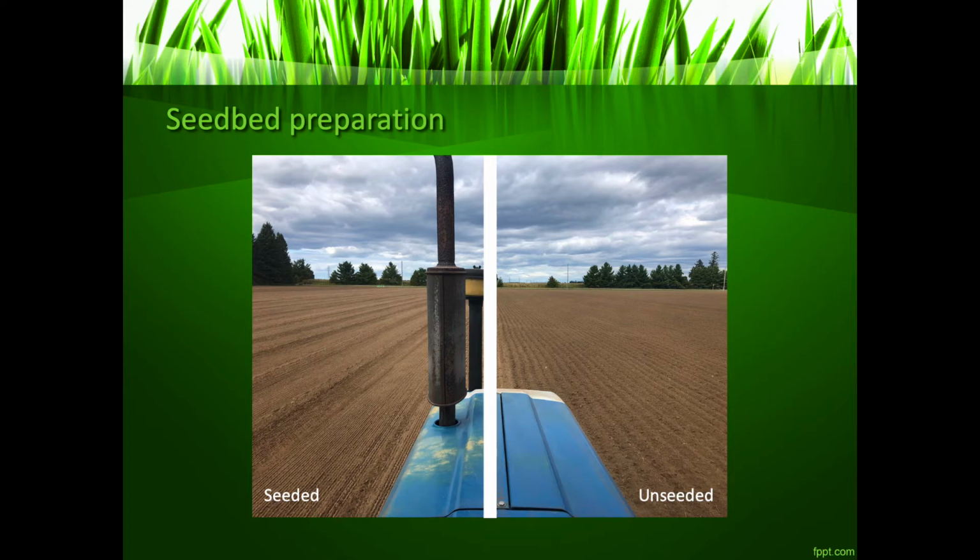Just for comparison, here's an image of both seeded and unseeded ground. On the right, the unseeded ground still has small ridges, although the soil is nicely broken down into a fine consistency. On the left, however, you can see that the seeded ground is gently packed and as flat and uniform as possible.